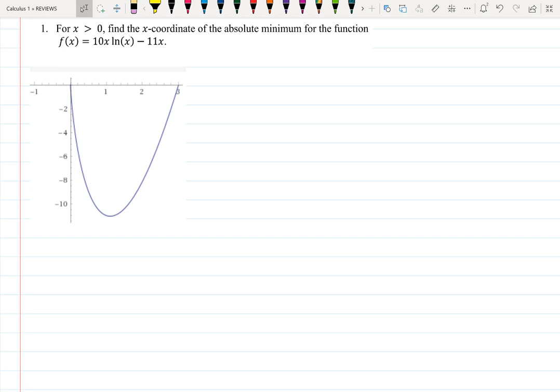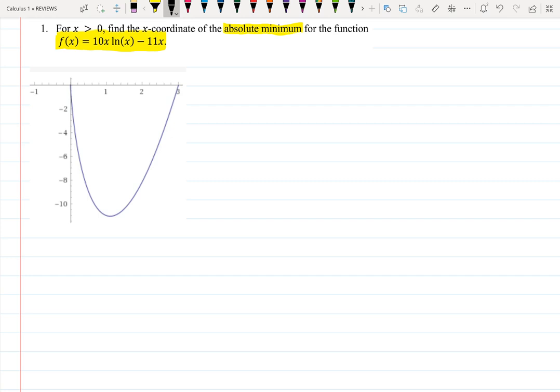This is a small video where I want to show an example where we're not working on a closed interval but are asked to find the global maximum or minimum of a function. So for this example, for x positive, we are asked to find the x-coordinate of the absolute minimum for the given function, and there is no closed interval here. So we will not be using the closed interval methods we learned, but we will still be able to find an absolute minimum for the function.